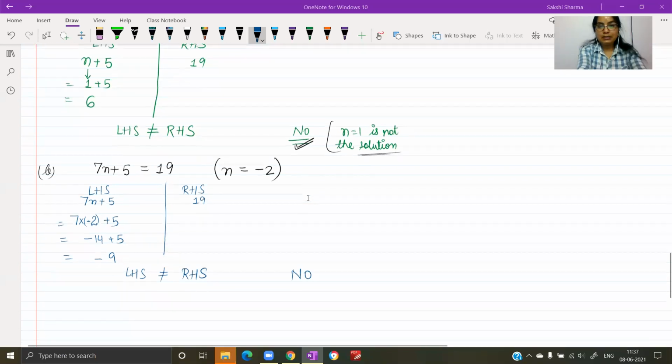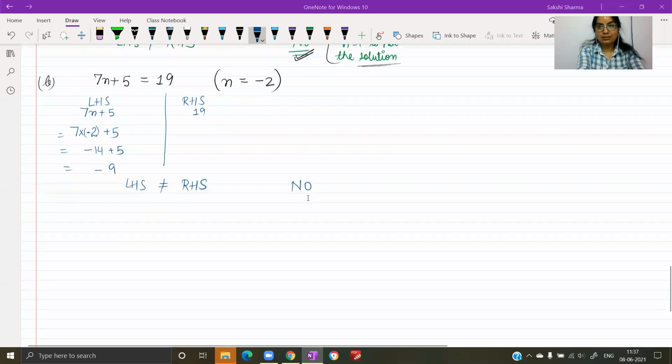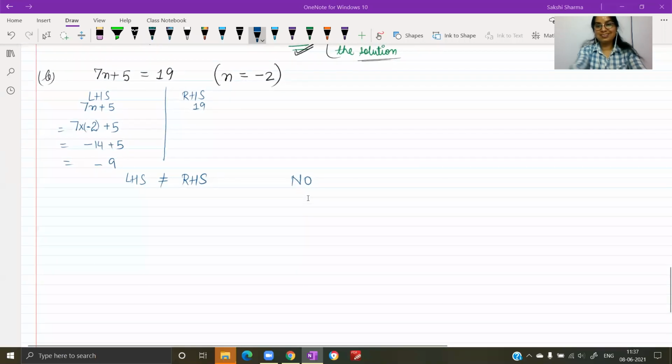I think A part is done. Okay. Continuing with part C, the equation is 7n plus 5 equals to 19. The value is n equals to 2.